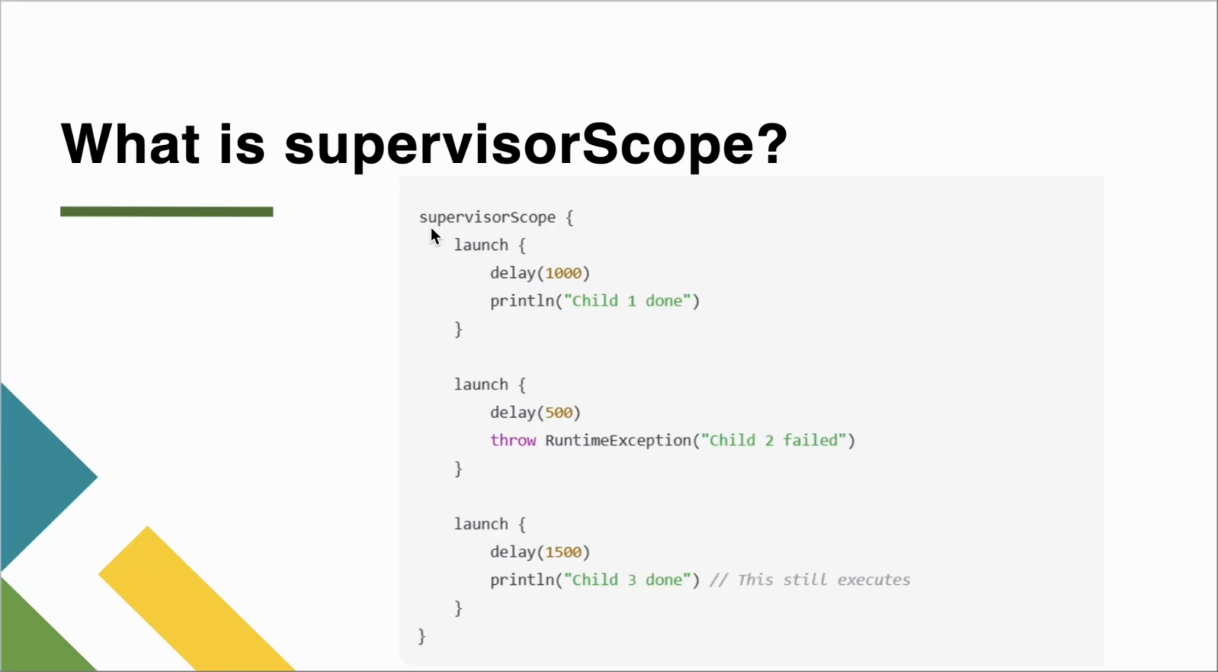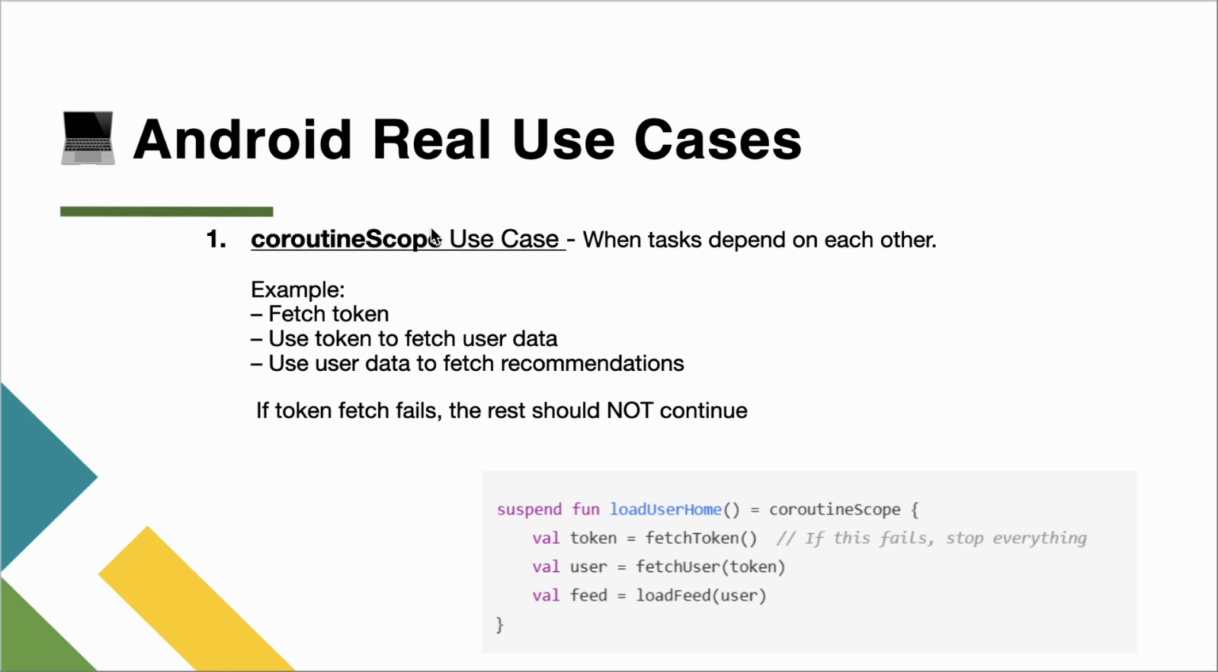All right. So basically, think of both like ordering food with friends. Coroutine scope equals everyone shares the bill. If one person cancels the order, the entire food order gets cancelled. Versus supervisor scope is like everyone orders separately. If one person cancels, only their food is cancelled. Everyone else eats happily. This is literally how the coroutines behave.